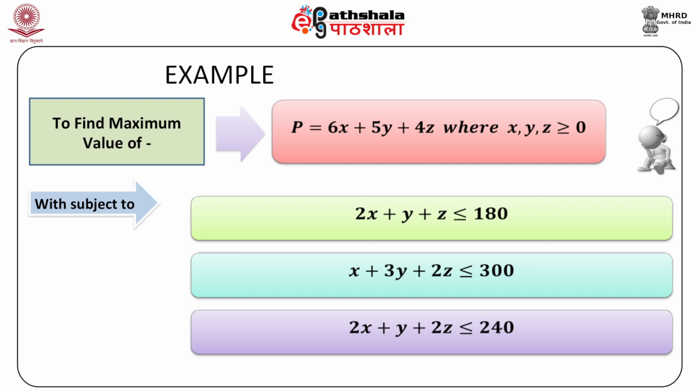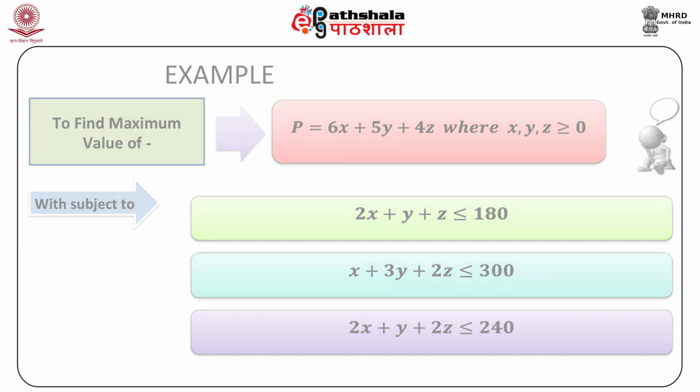Let us check whether the problem is in the standard form or not. This is a maximization problem, and the variables x, y and z are non-negative. If the objective function is a minimization problem, we have to convert it to maximize minus p. The objective function and constraints are each written as linear expressions. bi is less than or equal to a positive constant. Therefore, we conclude that the maximum problem is in the standard form.